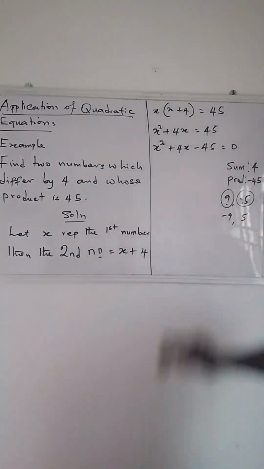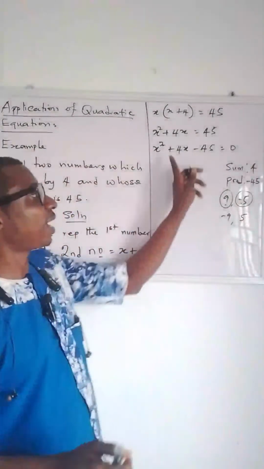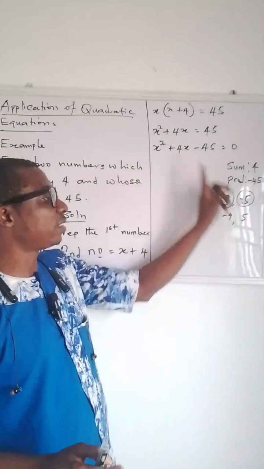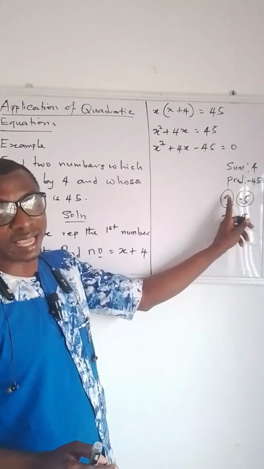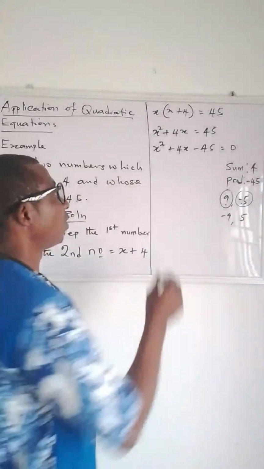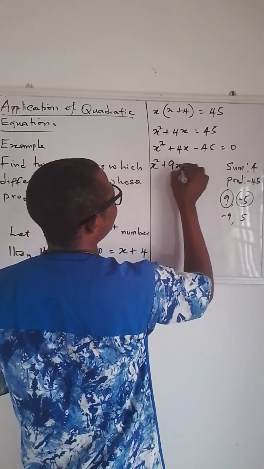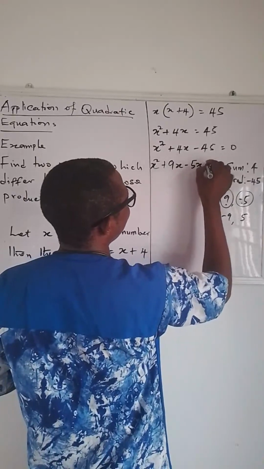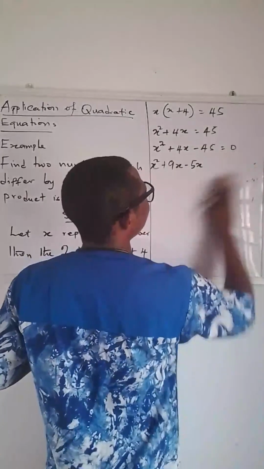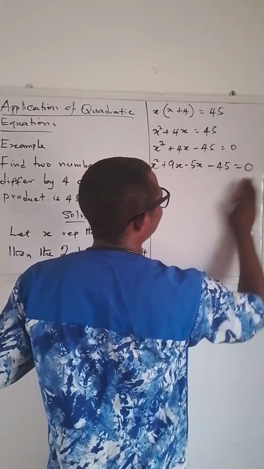Now let us plug in these values here. The objective is to divide this 4x into two parts. So this 4x is going to be 9x minus 5x, which gives us 4x. So we write x squared plus 9x minus 5x minus 45 equals 0.